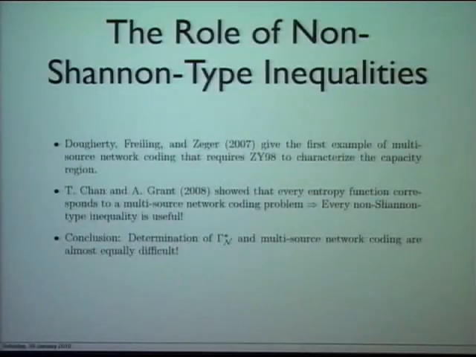And shortly after that, and independently, Terence Chan and Alex Grant, using a totally different technique, showed that every entropy function actually corresponds to a multi-source network coding problem. Okay? And the implication is that every non-Shannon-type inequality, be it known or yet to be discovered, would be useful in some multi-source network coding problem. Now, the conclusion is that together with our characterization of the capacity region in terms of gamma n star, the determination of gamma n star and multi-source network coding problems are almost equally difficult.